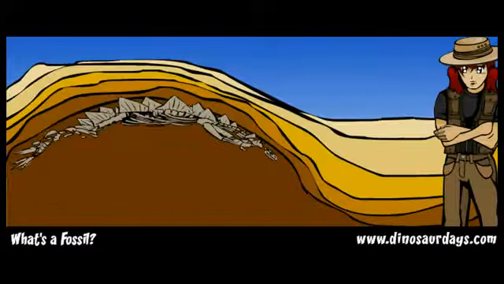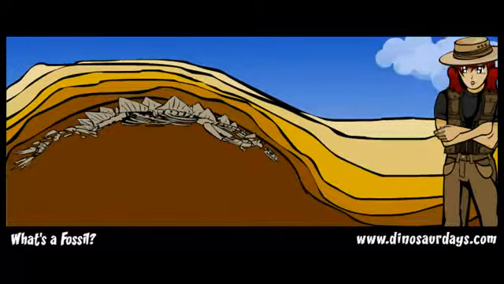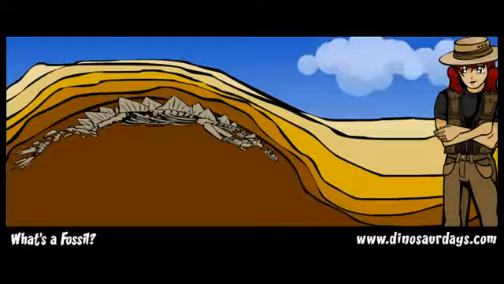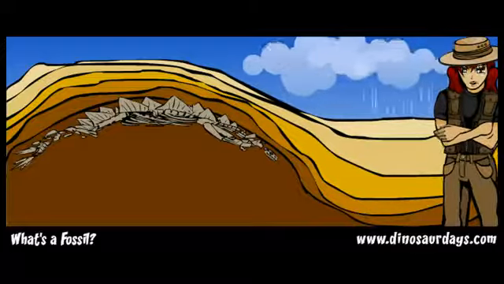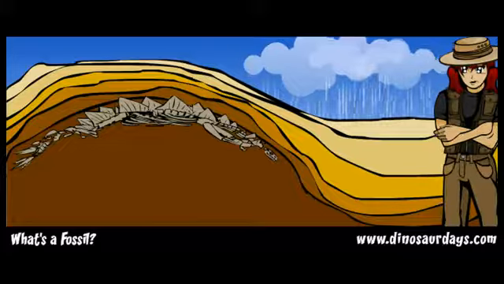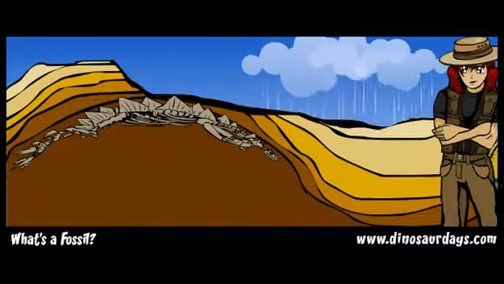Many years later, the rock surrounding the skeleton rises to the Earth's surface. This can happen during an earthquake or as mountains rise naturally. The top layers of rock are worn away by wind and rain. Slowly, wind and rain show the fossils to the outside world.